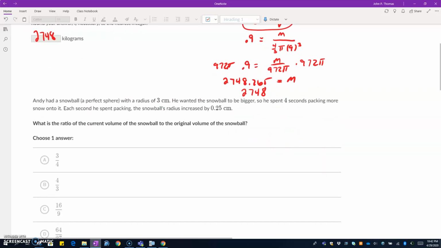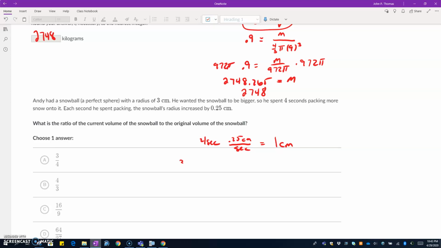In the second one, it says Andy has a snowball, a perfect sphere with radius 3 centimeters. He wants the snowball to be bigger, so he spent 4 seconds packing more snow onto it. Each second he spent packing, the snowball's radius increased by 0.25 centimeters. So if we're looking at this, it's 4 seconds, and we're doing 0.25 centimeters per second. If I multiply those two together, 4 times 0.25, that's a quarter of 4, or 1, and it would be 1 centimeter. So over those 4 seconds, we had 1 centimeter.